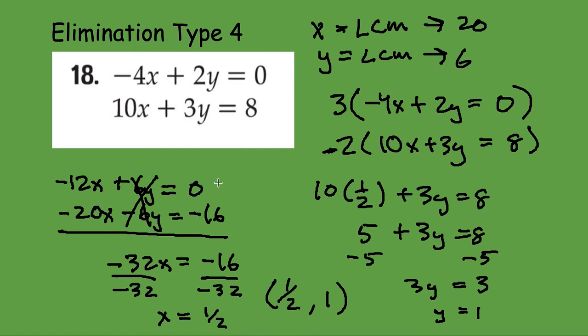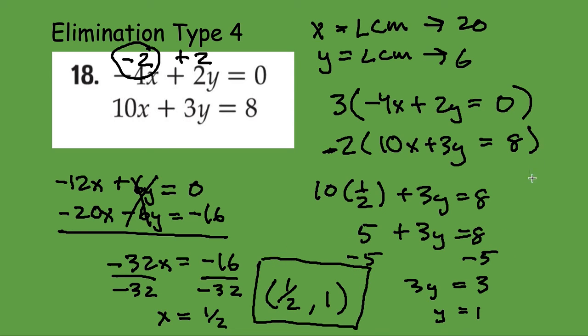And if I put that in the top equation, negative 4 times 1/2 gives me negative 2. And then 2 times 1 is positive 2. And negative 2 plus 2 does give me 0. So this looks like a very nice solution. And we're happy with that.